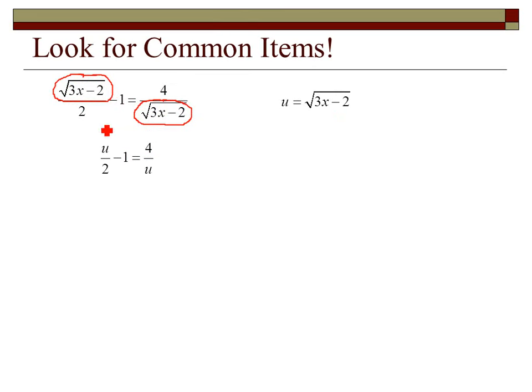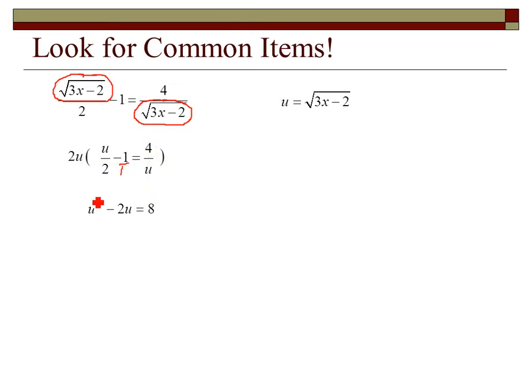So I get u over 2 minus 1 equals 4 over u. So now what we're going to do is use some fraction busters. I'm going to multiply by a common denominator, which in this case is 2u. Then I get 2u squared over 2. That gives me u squared minus 2u. Then I get 8u over u, which reduces just to 8.